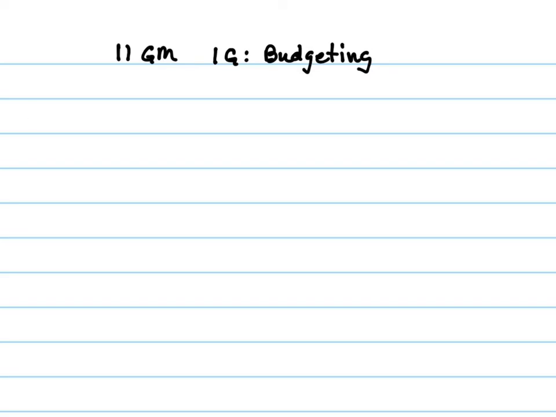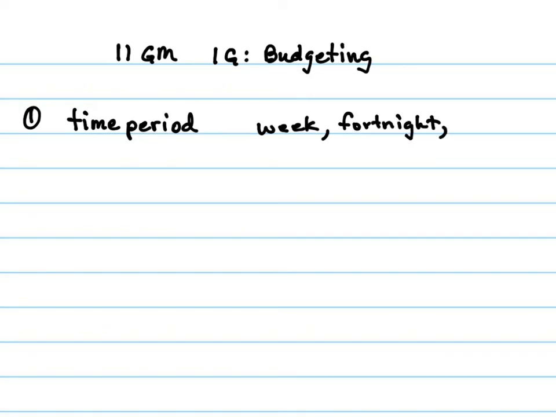The first thing you need to do is decide on a time period. Now, it's difficult to budget too far in advance, but some time periods might be a little short. You could budget by the week, the fortnight, or for an entire month. Any of those are pretty feasible. Now, if you try to go beyond a month, then it gets a little unrealistic.